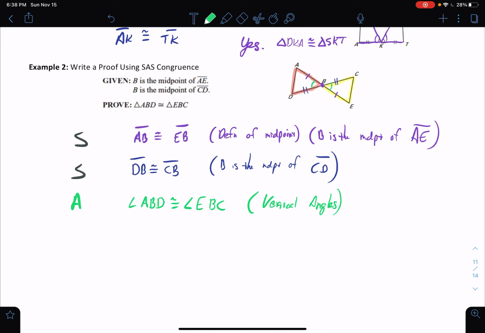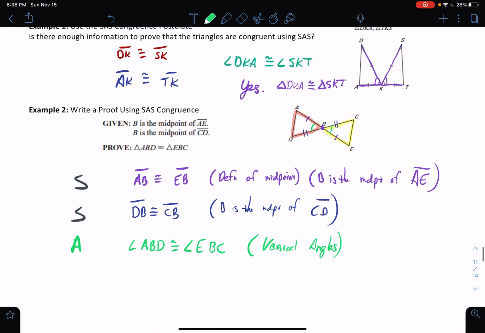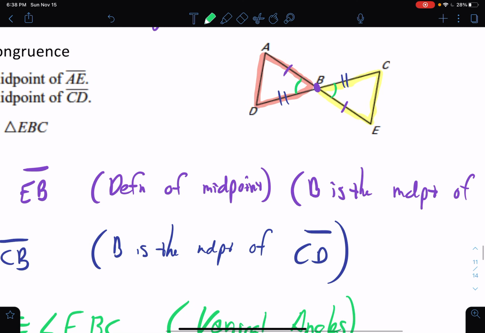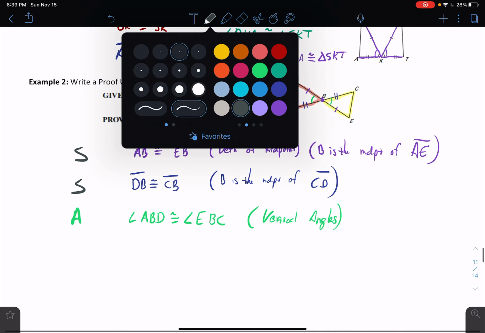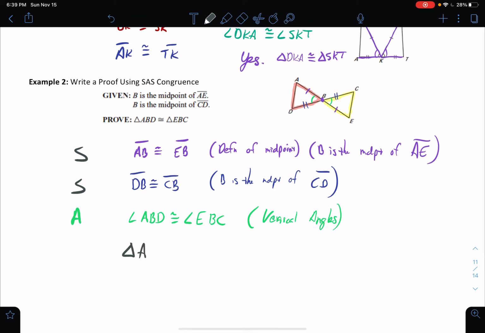All right, now if I look at my diagram that I marked up, notice how it goes side, angle, side, matching up with side, angle, side. So I can prove that triangle ABD is congruent to triangle EBC. My corresponding parts match up. All right, and my reasoning for this is side, angle, side.